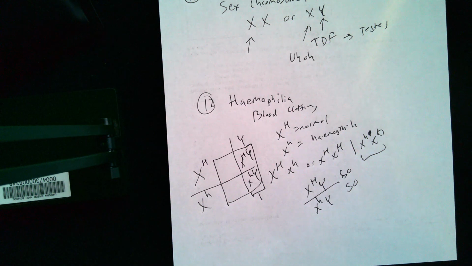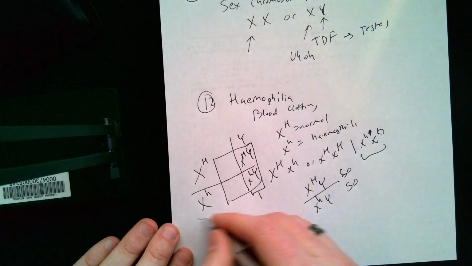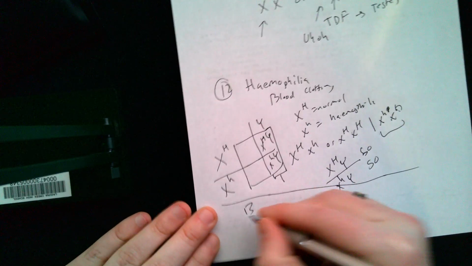Okay, that is hemophilia and sex-linked disorders. Colorblindness works the same way. It is recessive as well. Pedigree charts. Can I squeeze this on here? I'm going to do it. All right, 13, pedigree charts.